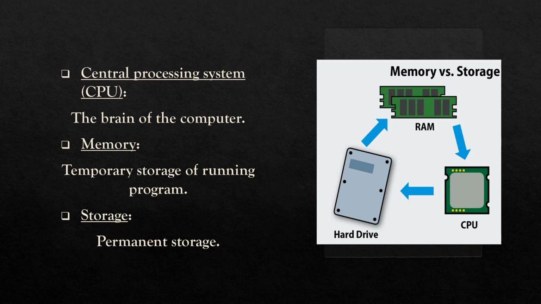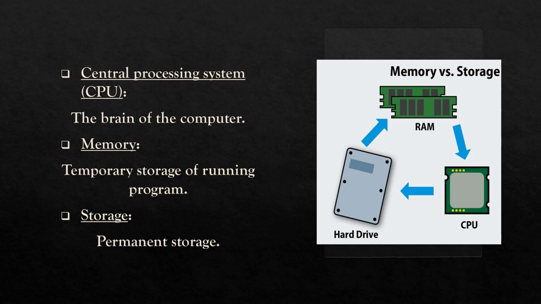Storage devices are where your computer keeps all its data, even when it is turned off. There are two main types of storage, primary storage and secondary storage. The primary storage stores data temporarily. RAM is one of them. RAM stands for Random Access Memory. Temporary storage for running programs. When you open an app, it loads into RAM for quick access.